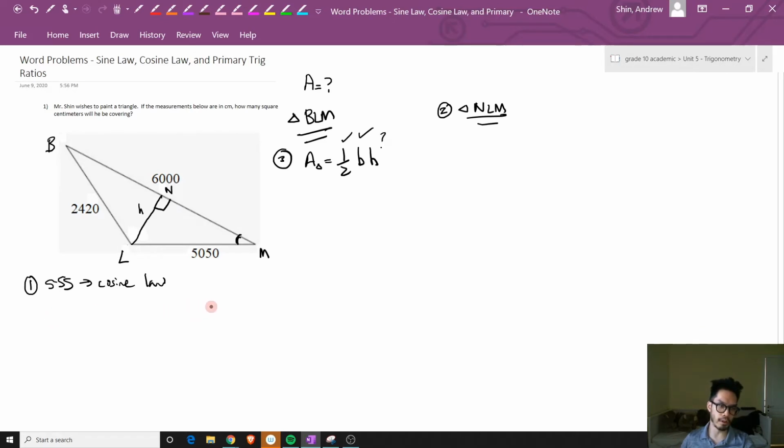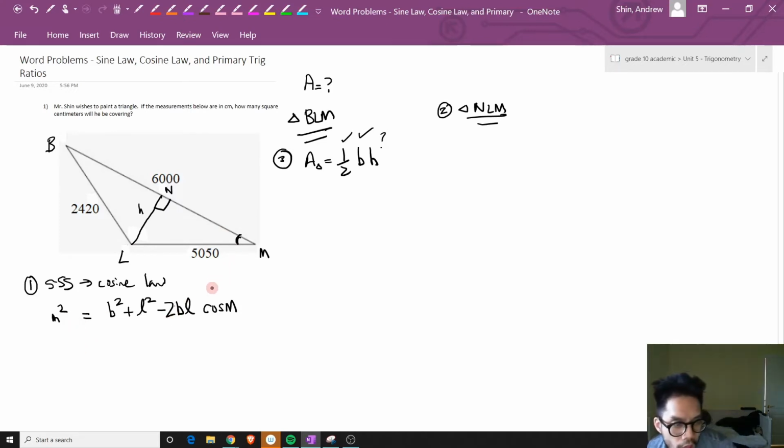So we want the cosine law version that has cosine M here. If M is going to be out there, we know that M squared is going to be here. And we have the other two sides of this non-right triangle, which are b squared and l squared, minus 2bl cosine m. And now we can plug numbers in.